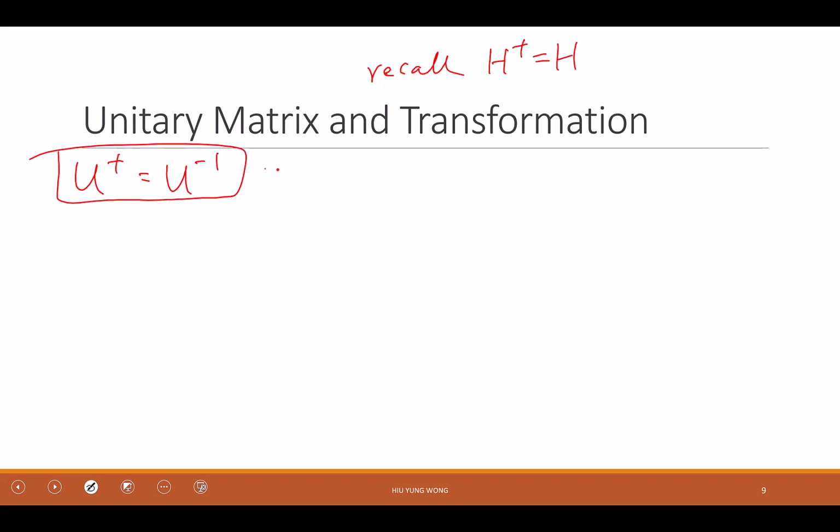But this also implies what? I can multiply by U on both sides, just like a regular multiplication. It means U times U dagger equals the identity matrix. And if you look at a quantum algorithm and find that the first gate is U dagger and the second gate is U, then you know the two gates cancel out. You should remove that.